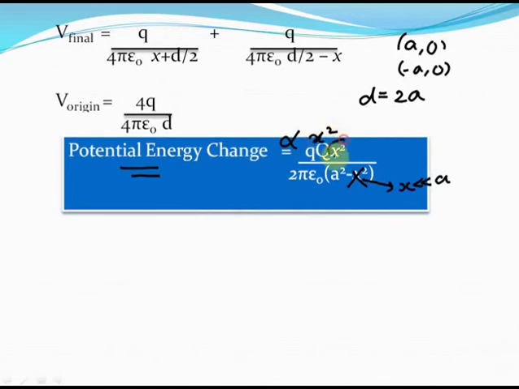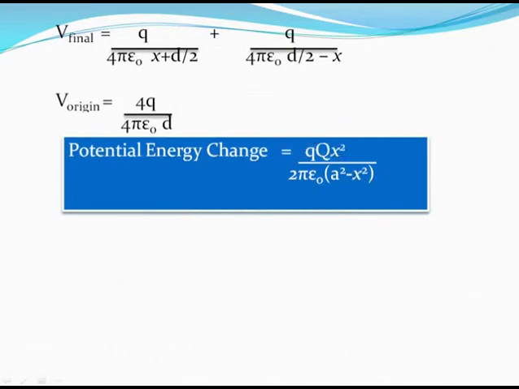And if that is so, the correct answer for this question will be B, x square. So the potential energy change for the charge capital Q when it is displaced by distance x from the origin, for a small displacement x, will be proportional to x square. That's our answer. This question was actually very simple.